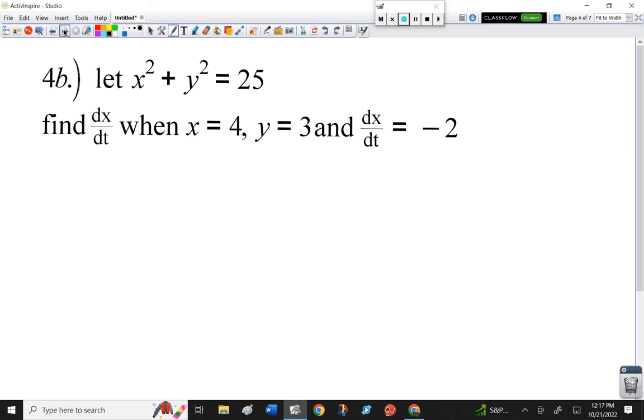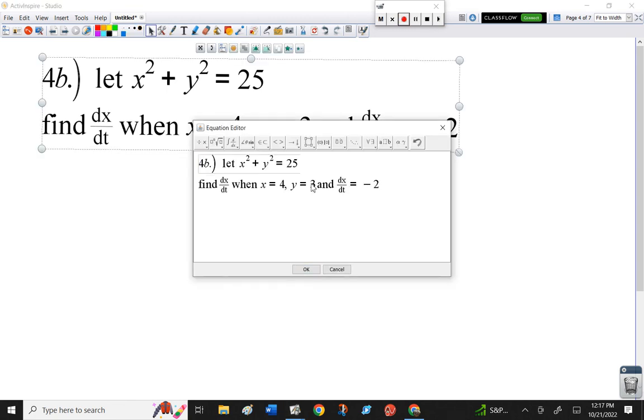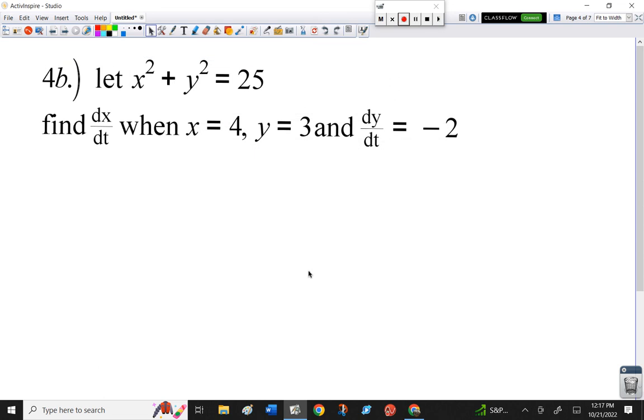All right, ladies and gentlemen, let x squared plus y squared equal 25. We're going to find dx dt when x is 4, y is 3, and, oops, this should say dy dt. Oh, there's already a mistake on here. Glad I caught it before we did the problem. All right, so let's go fix that real quick. dy dt. There we go. So dy dt is, because obviously if we're trying to find dx dt, I can't give you dx dt.